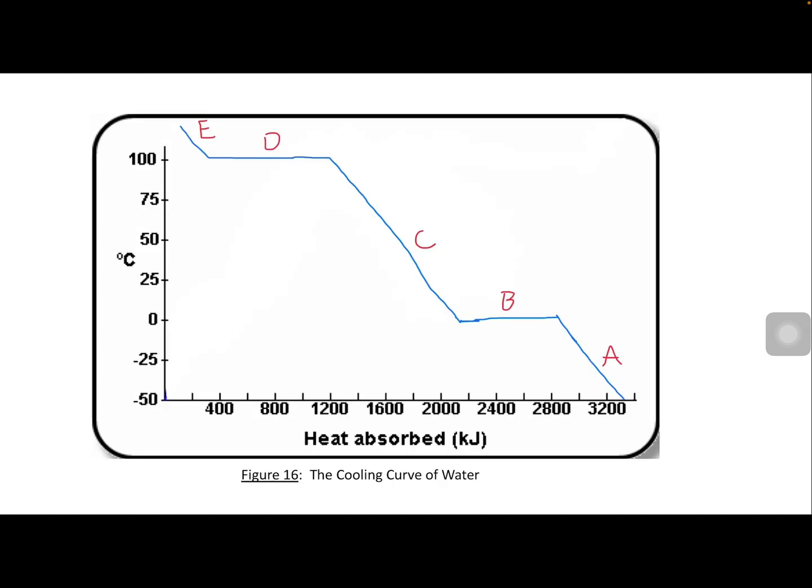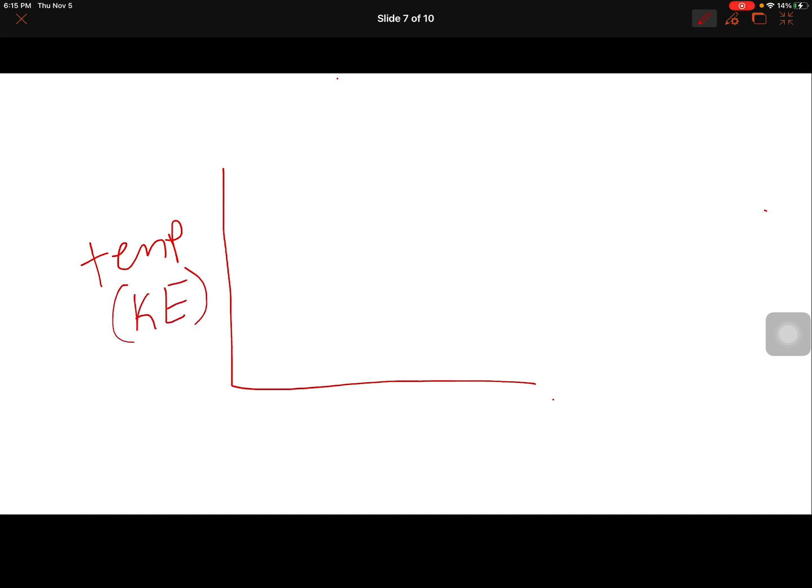Next slide. This is a cooling curve. So the way I expect you to draw it is the following. Again, you're going to draw a y-axis, going to draw an x-axis. On your y-axis, this is going to be your temperature. And you are going to have your kinetic energy here. And then down here, you're going to have your potential energy.